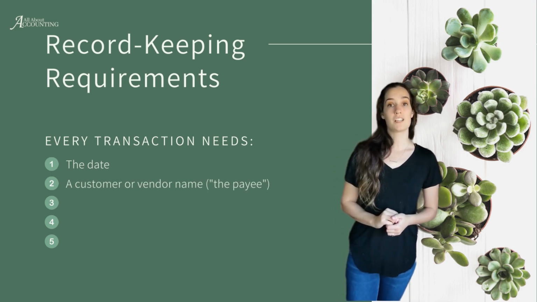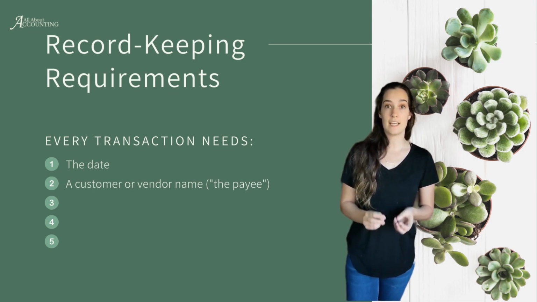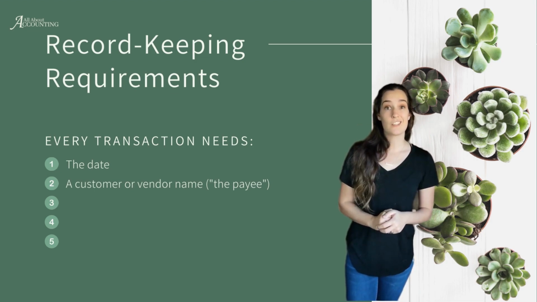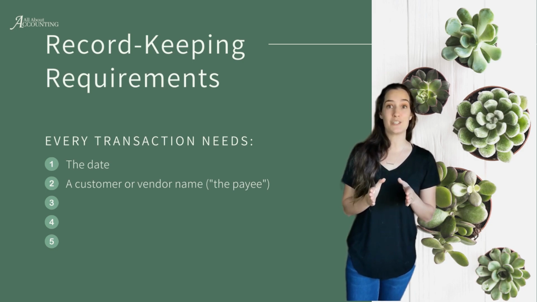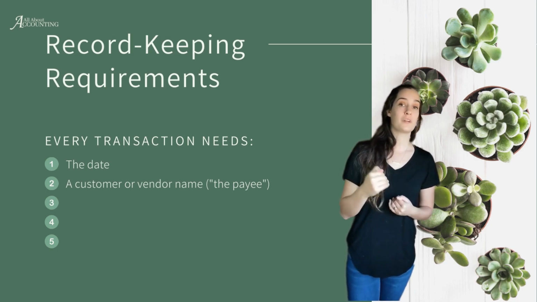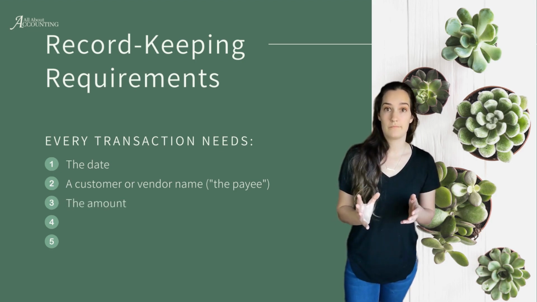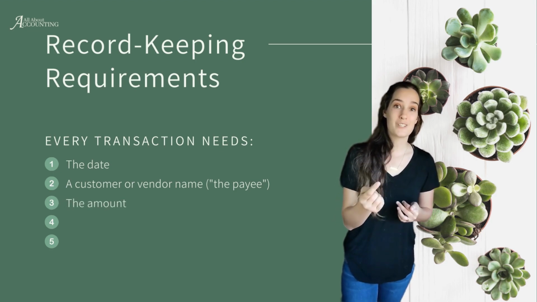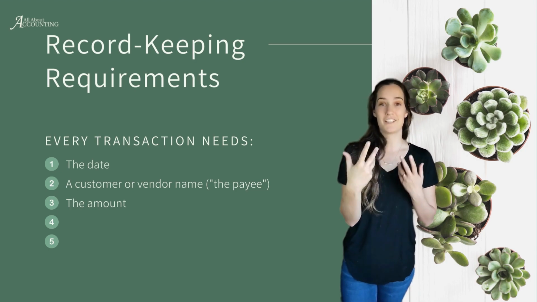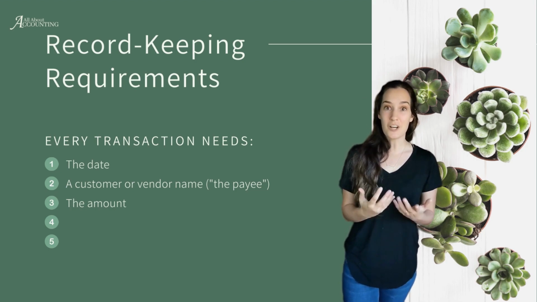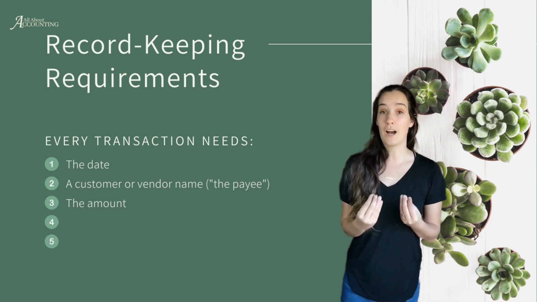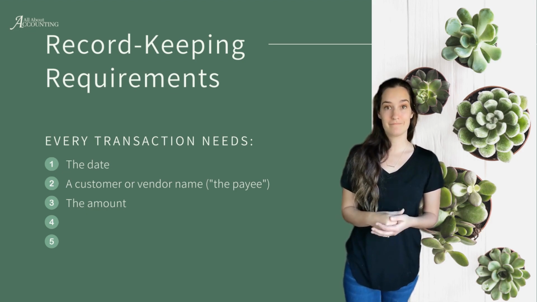Number 2, a customer or vendor name, aka the payee. This is so you know who you might need to issue a 1099 to or who to expect one from. Number 3, the amount. This is so you know how much has been paid to that person to check if they need a 1099. It also helps you identify how much of a business deduction you get.